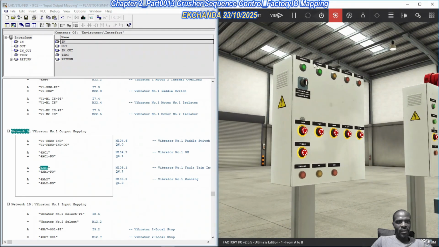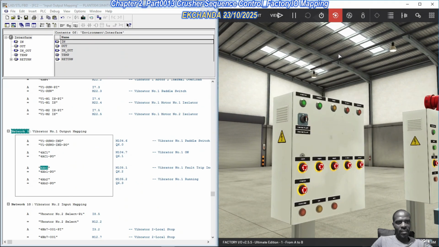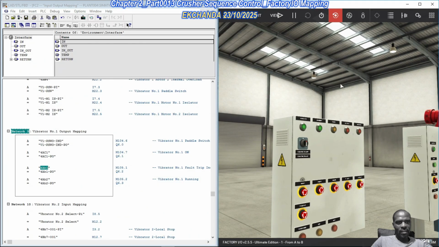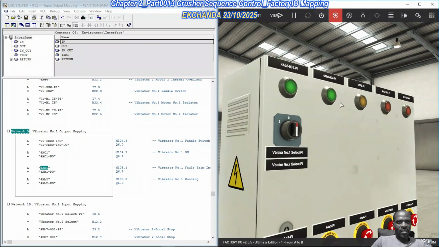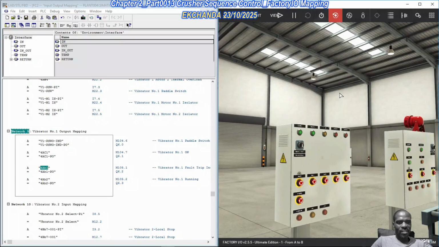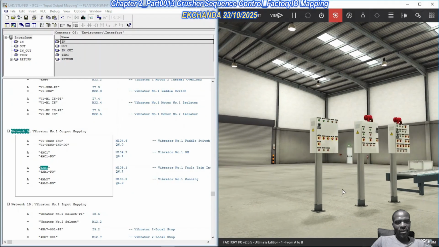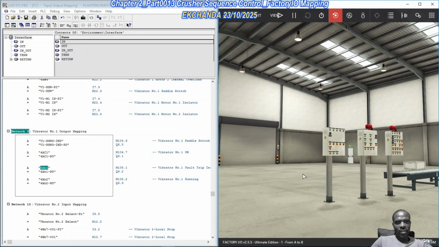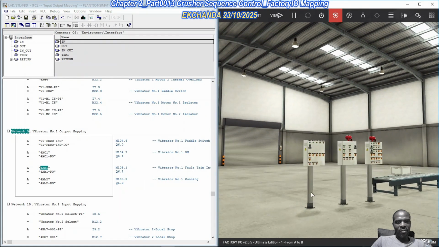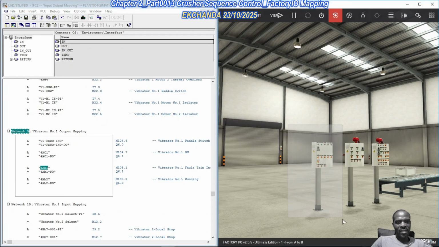Now this arrangement, maybe let's see, can we move these a bit down? Now it's just cosmetic, we'll leave it like this. The arrangement for vibrator number 1 is exactly the same as for vibrator number 2, okay, except the panel for vibrator number 2 is not going to have the selector switch. Okay, so I'm just going to copy this same one.